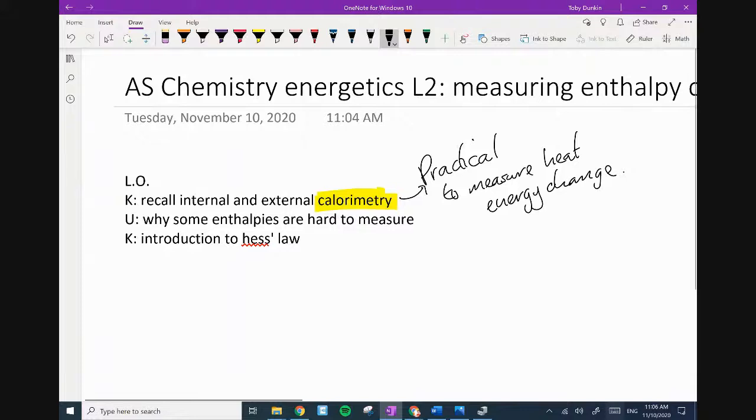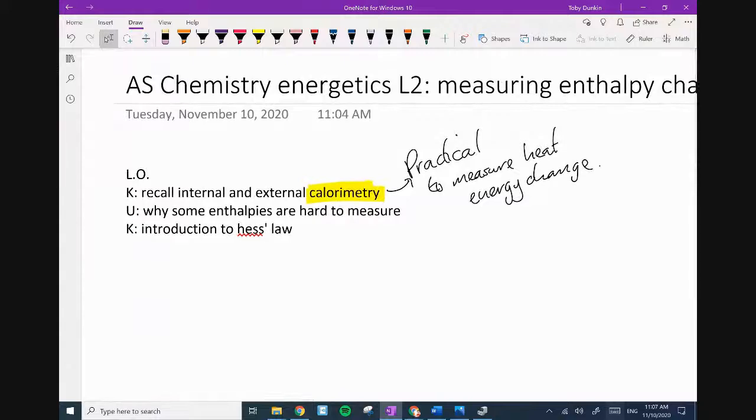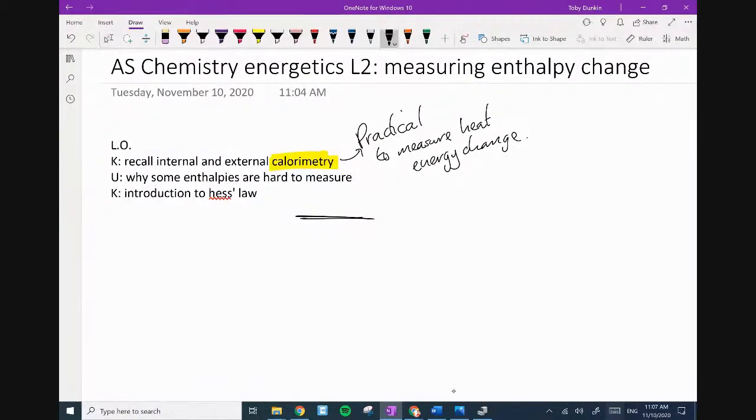The next thing is I want to discuss why some enthalpies are hard to measure. Not just hard, some of them are simply not possible. I want to give you some reasoning behind that, and I want to chat to you about Hess's law. But the first thing I want to do today is chat to you about internal and external calorimetry. So this is going back to GCSE.